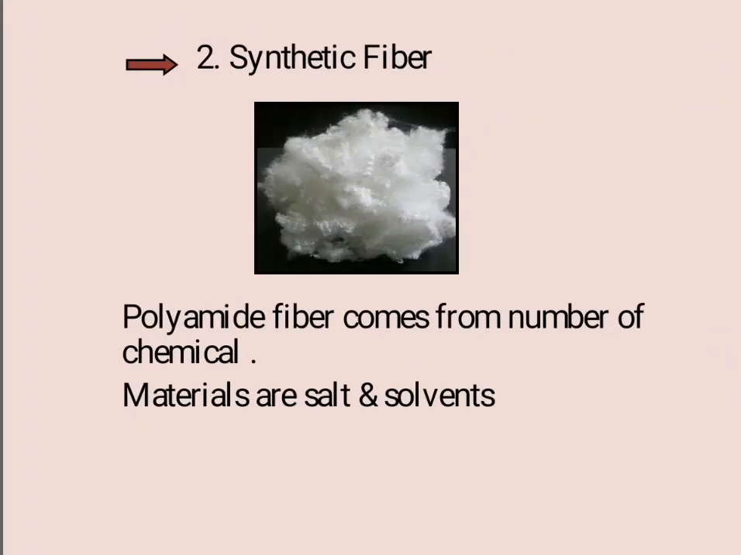The second one is synthetic fiber. The synthetic fibers are made by humans through chemical synthesis, as opposed to natural fiber. This is a polyamide fiber, one of the synthetic fibers. The raw materials of synthetic fibers are chemicals only. The materials are salt and solvents.